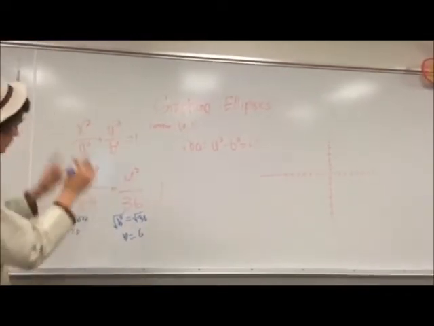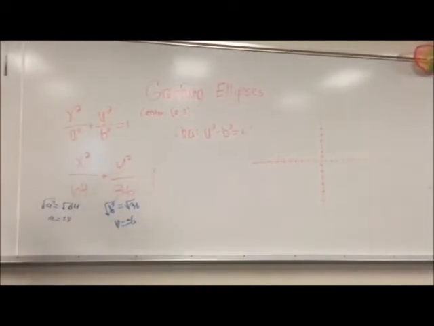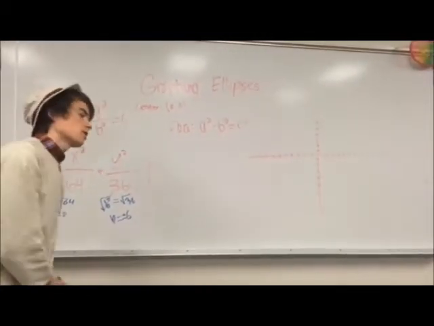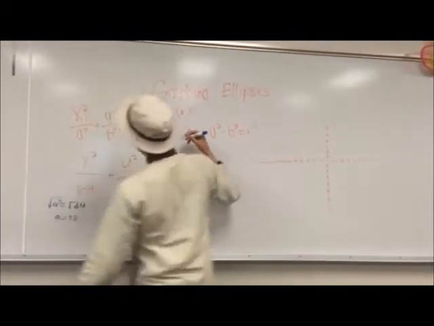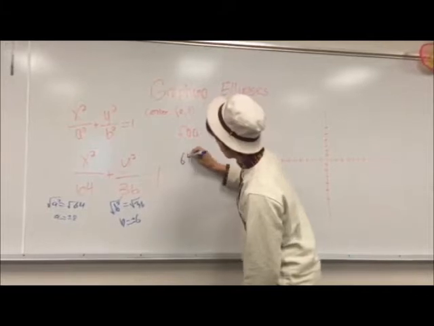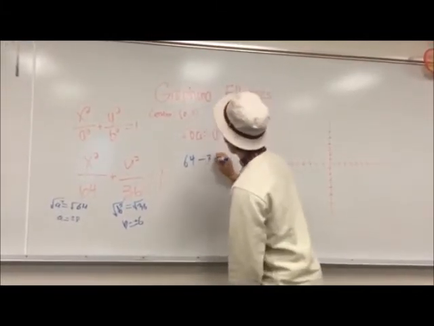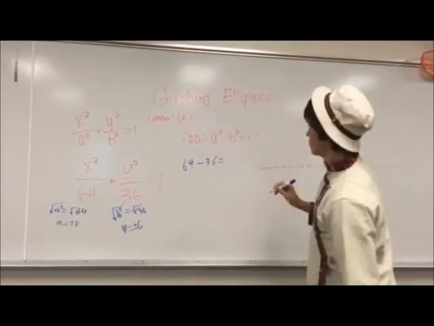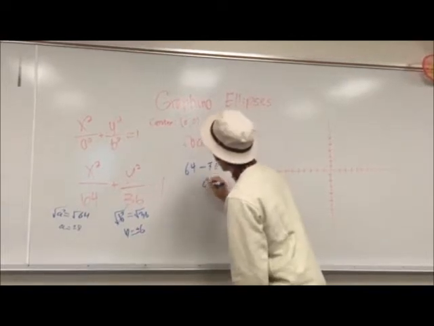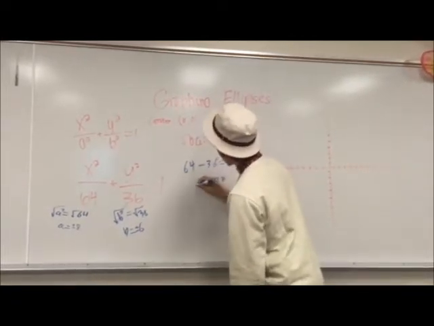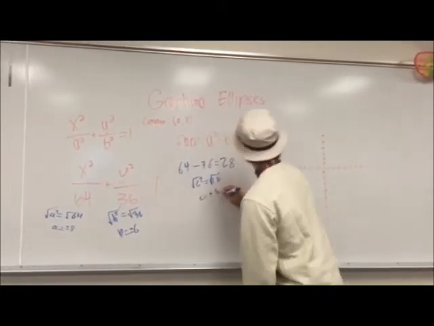So then, if we have our a value and our b value, we can find our c squared value, or our c value, which in turn is our foci. So we take a squared, 64, and subtract our b squared value of 36. That gives us 28, I believe, right? Alright, 28. So if c squared is equal to 28, take the square root of both, c gives us plus or minus 5.29.